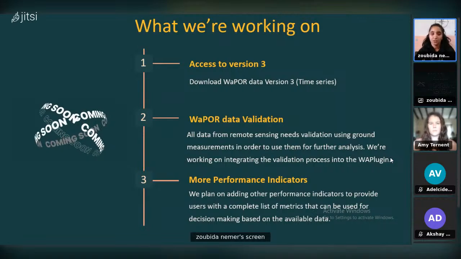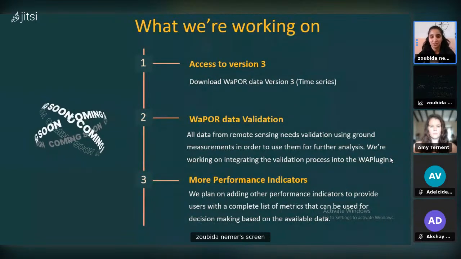The second part, which is quite interesting and also my favorite, is the WaPOR data validation. As you know, all the data that is produced using satellite imagery needs to be validated using ground measurements. So these data are available, but you need to assess their accuracy so you can use them to calculate the metrics. So actually what we have been doing now is kind of wrong, because we have been using the rasters as they are, assuming that the data that WaPOR gave us is correct.